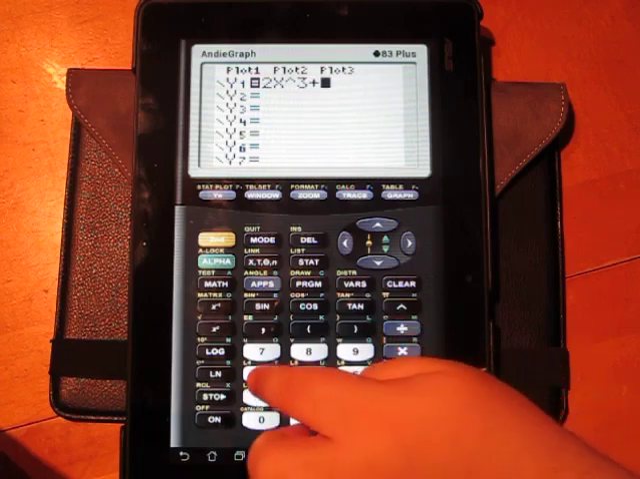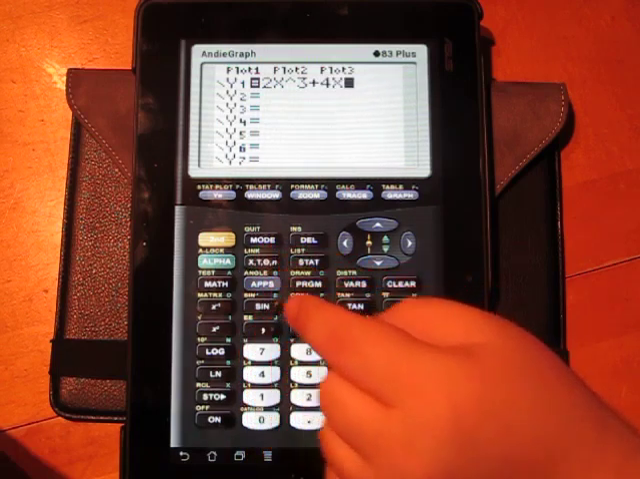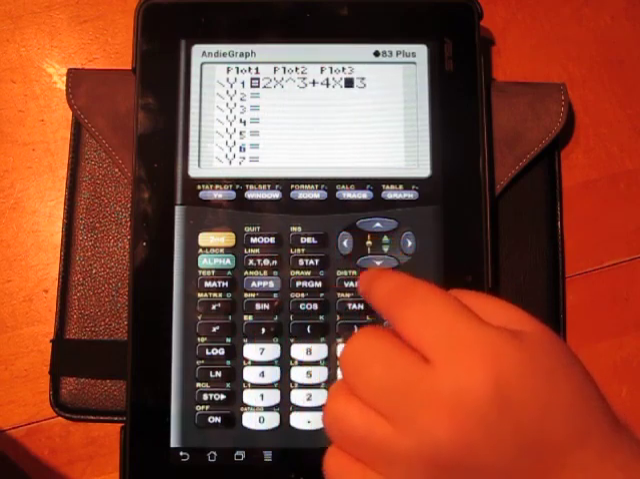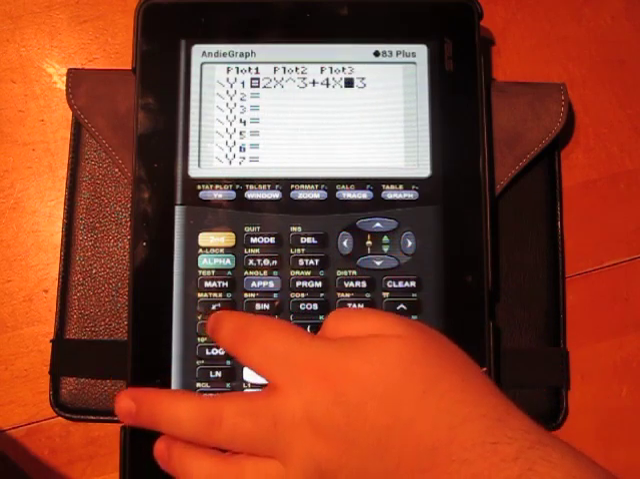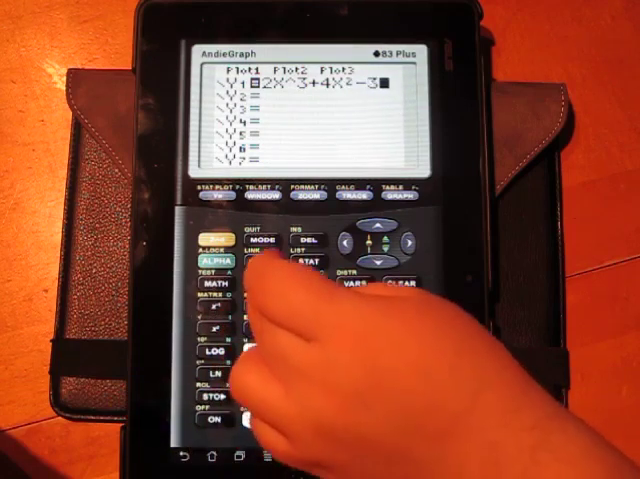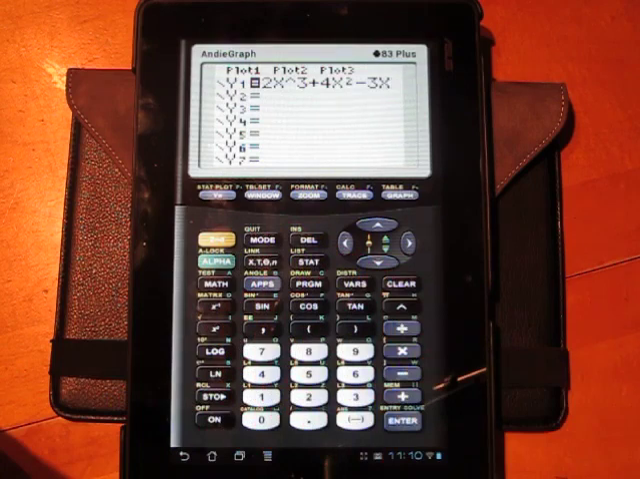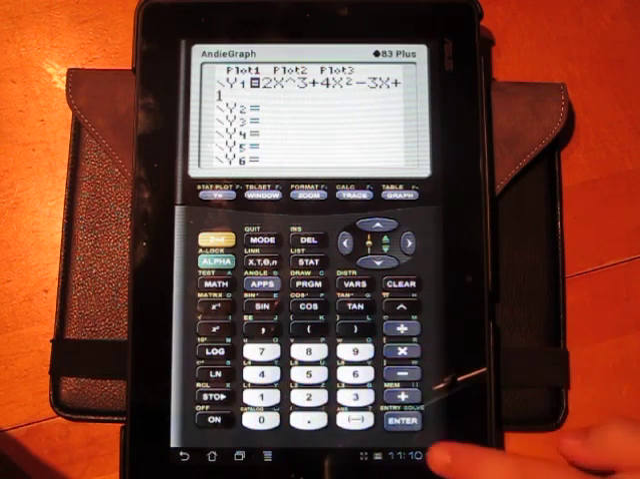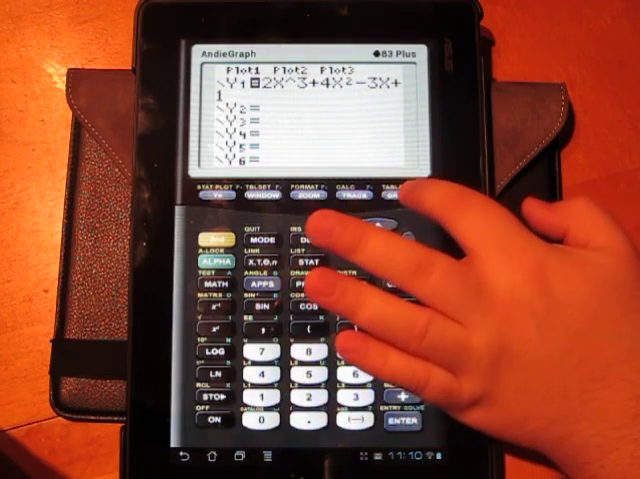Plus 4x minus 3. Sorry, that's x squared. Minus 3x plus 1. So it went on to the next line. Doesn't matter. The calculator will deal fine with that.